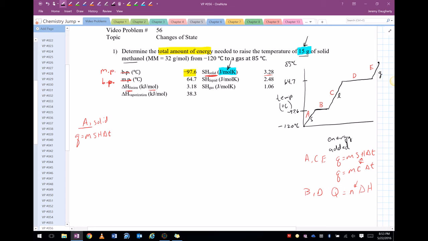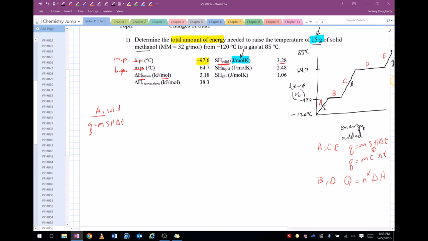All right, so we can't use grams here because my units here are moles. Units have to agree. So I'm going to have to change my grams to moles, which is going to change this. Now this is going to be Q is equal to n SH delta T, because my specific heat capacity is given to me in moles. Again, not something we normally see.